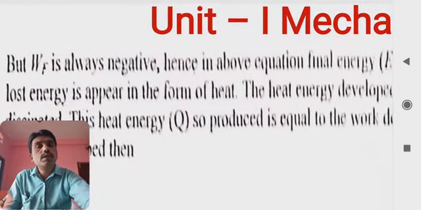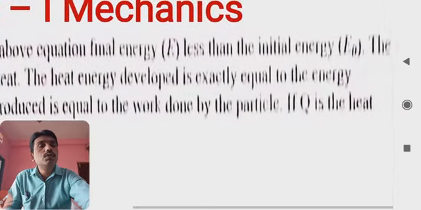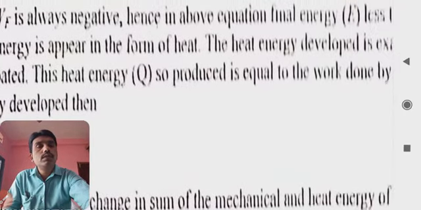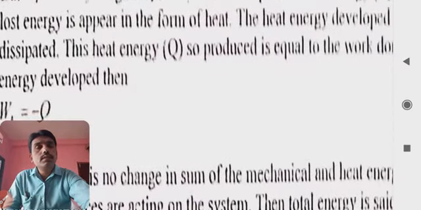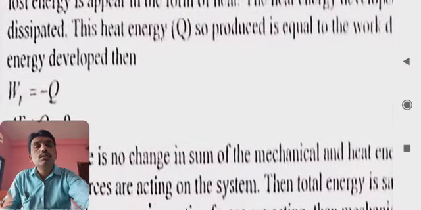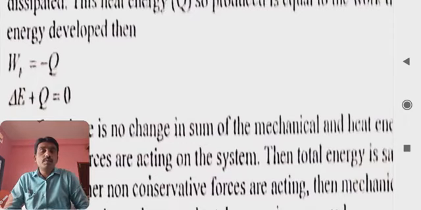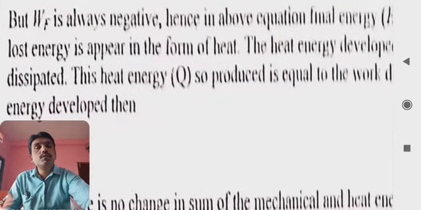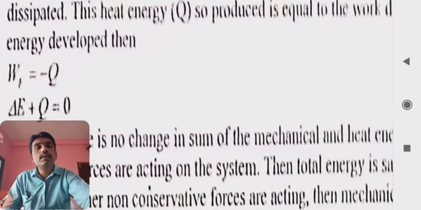But Wf is always negative, hence in the above equation the final energy E is less than the initial energy E0. The lost energy appears in the form of heat, that is, the heat energy developed is exactly equal to the energy dissipated. If Q is the heat energy developed, then Wf is equal to minus Q, and delta E plus Q is equal to 0.